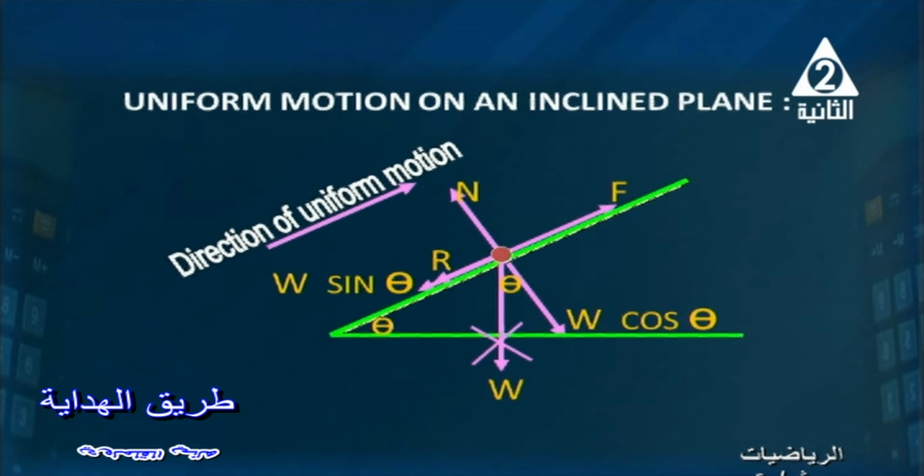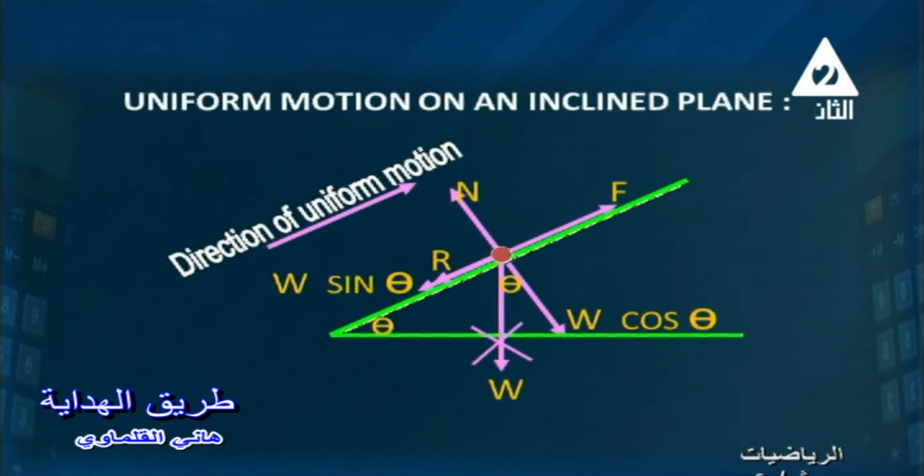The direction of motion is parallel to the line of the greatest slope of the plane upwards, and the body moves with a force F. The resistance force R is in the opposite direction of the motion, parallel to the plane downward, and we can resolve the weight force W in two perpendicular components. The first component, W sine theta, is parallel to the line of the greatest slope downwards, and W cosine theta is perpendicular to the plane, downward.